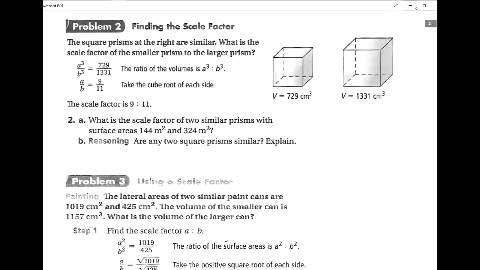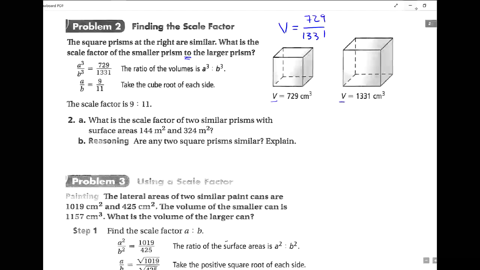We want to find the scale factor. We are told that the square prisms are similar, and we want the scale factor of the smaller prism to the larger prism. Okay, what are we given? We are given volumes. So we know that our volume ratio is 729 to 1331. Now, we know that that is a cubed over b cubed. How do we get rid of a cubed? Well, how did we get rid of squared? We square rooted.